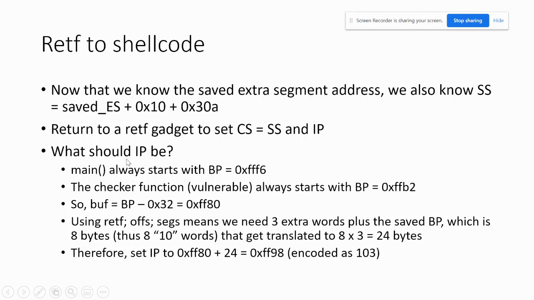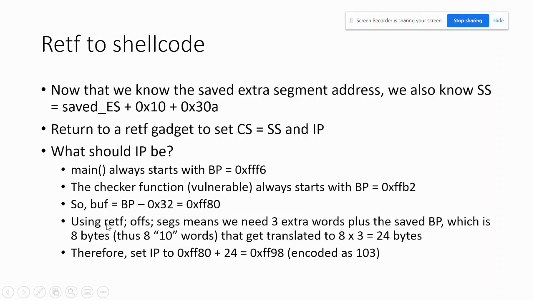So a good question is, what should IP be? We obviously know that CS should be set to SS, which is this value here. But what should IP be? Well, we know that main always starts with BP equals FFF6. You can prove this by looking through the entry point. And therefore, the checker function starts with FFB2. You can also prove this by looking at the main function. The buffer where our actual decoded input goes is BP minus 0x32, which is 0xFF80.